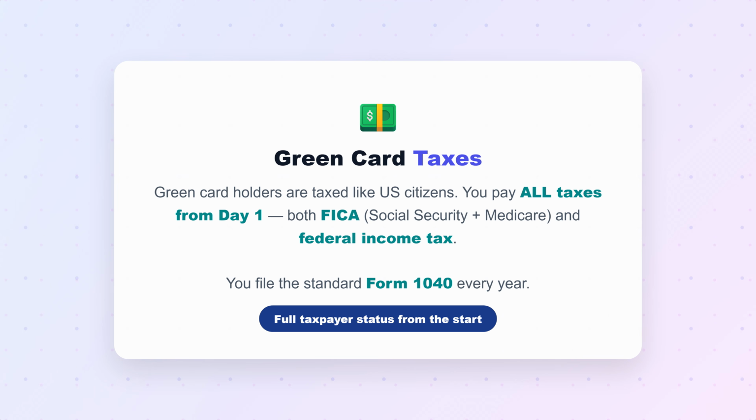Now the green card tax rules. Green card holders are taxed exactly like U.S. citizens. You pay all taxes from day one, both FICA, which is Social Security and Medicare, and federal income tax. There is no exemption period like students get. And you file the standard Form 1040 every single year. So with a green card, you have full taxpayer status from the very start.